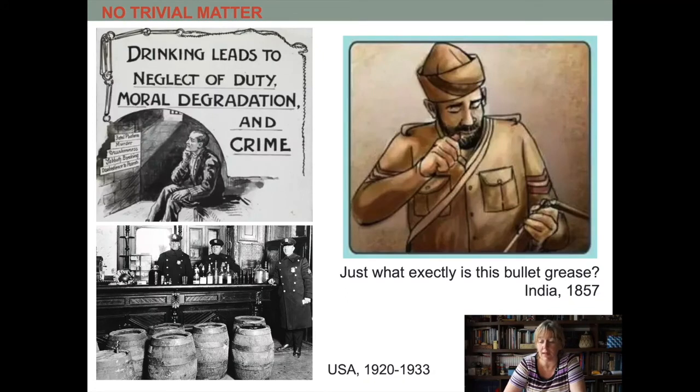British colonies in India. And the second thing is the temperance movement and the prohibition in the USA between 1920 and 1933. So the legal ban on selling and consumption of alcohol. Of course, alcohol overconsumption leads to many social problems and personal tragedies. And throughout the 19th century, there were temperance movements developing.